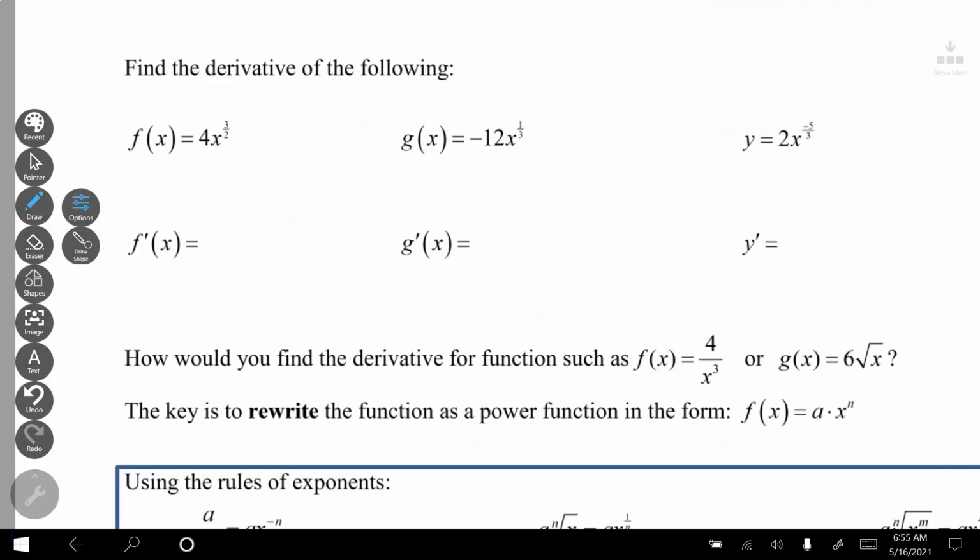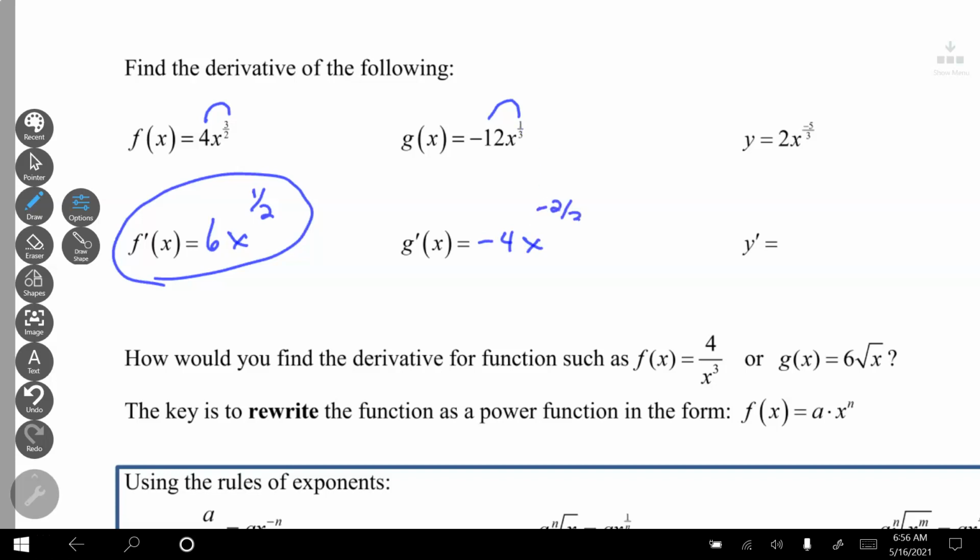Let's try some examples. F equals 4 times x to the 3/2. 4 times 3/2 is 12 over 2, which is 6, and x. 3 halves minus 1 is 3 minus 2, 1 over 2. Negative 12 times 1/3 is going to be negative 4, x. Numerator of 1, 1/3 minus 1 is 1 minus 3, which is negative 2/3.